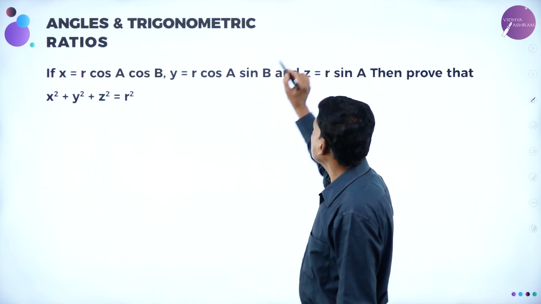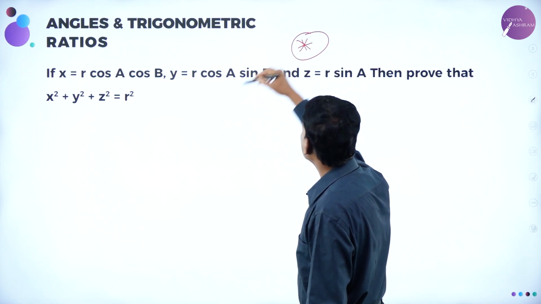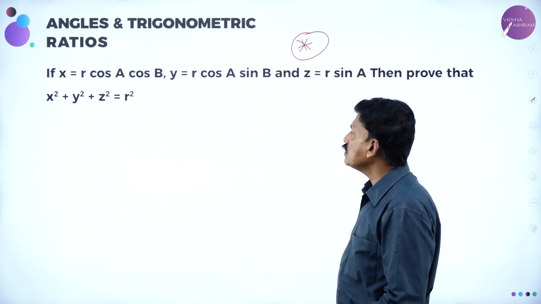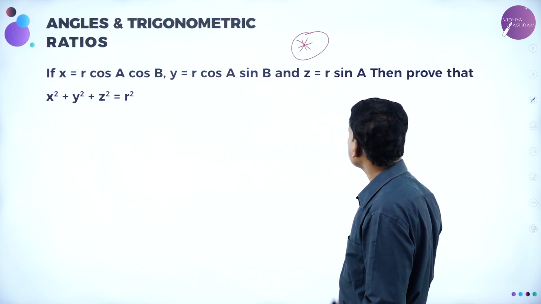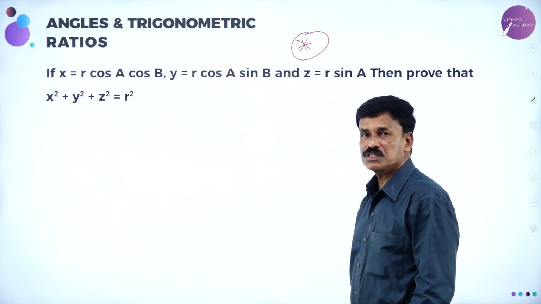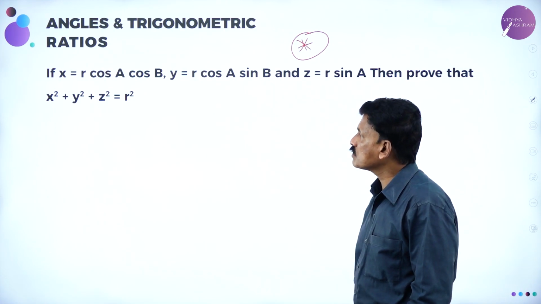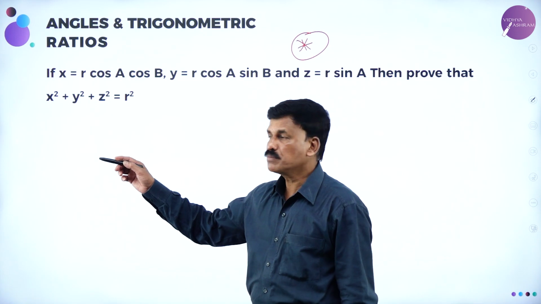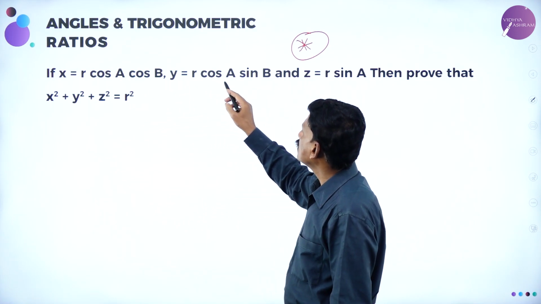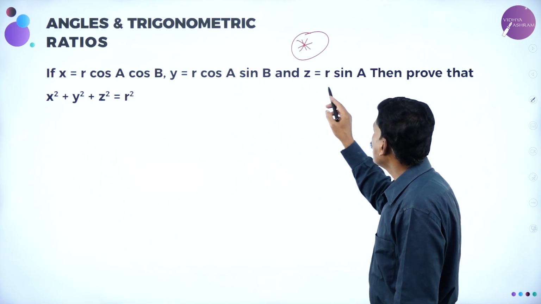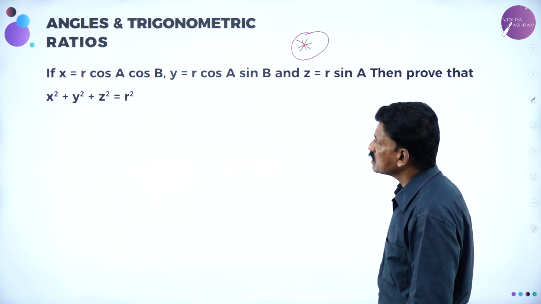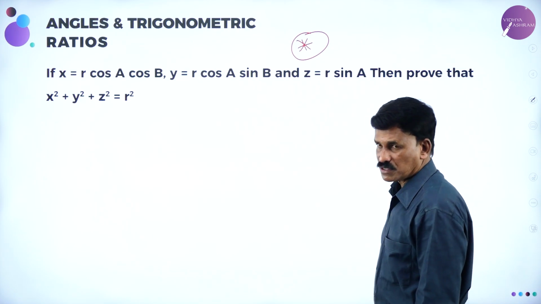Now this is also a very, very important problem for you. What is given? If x is equal to r cos a cos b, y is equal to r cos a sin b, and z is equal to r sin a, then prove that x square plus y square plus z square is equal to r square. Sometimes the same problem may be asked like this: if x is equal to r cos alpha cos beta, y is r cos alpha sin beta, z is r sin alpha, then prove that x square plus y square plus z square is equal to r square, right?